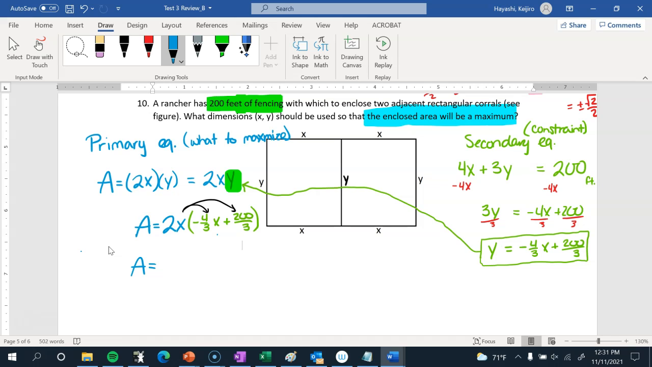So 2 times negative 4/3 is going to be negative 8/3, and x times x will be x squared. That takes care of the first term, and so 2 times 200/3 will simply be 400/3. And there's that x. There's no x here, so that just ends up being 400/3 of x. So now that's the function for the area in terms of x. All good and ready to take the derivative.